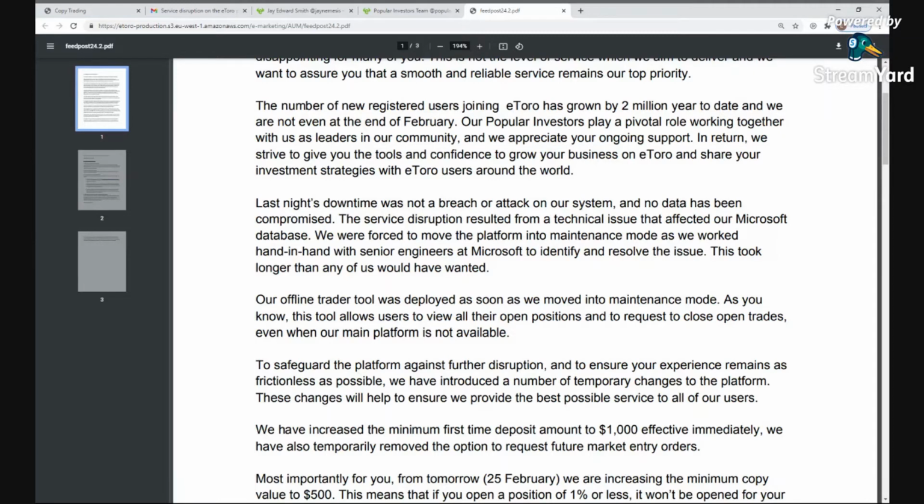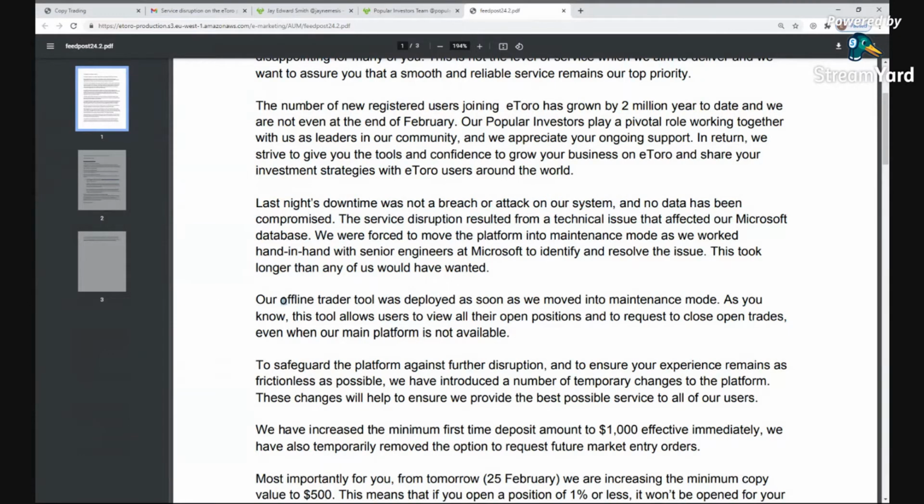But what happened was, last night's downtime was not a breach or attack on our system, and no data has been compromised. The service disruption resulted from a technical issue that affected our Microsoft database. We were forced to move our platform into maintenance mode, okay, and I worked with Microsoft to fix it.